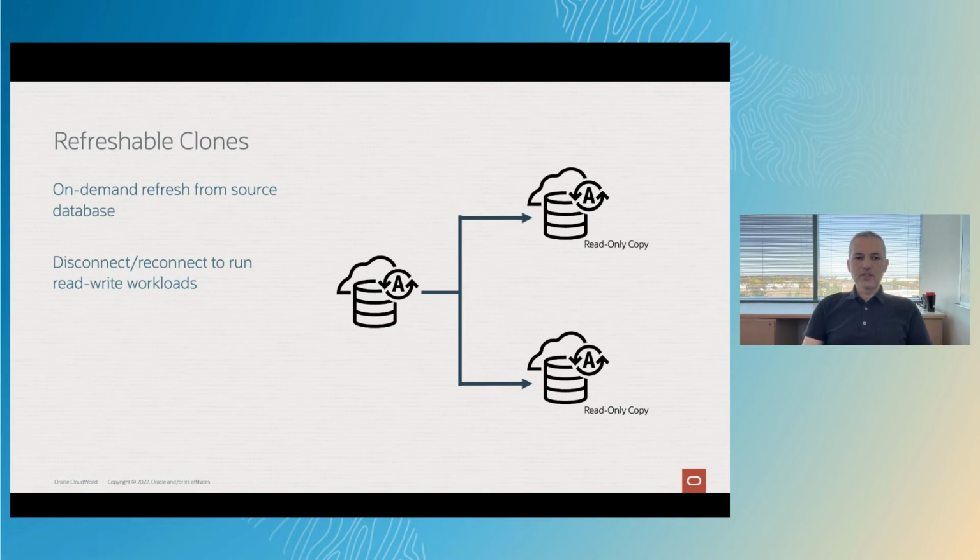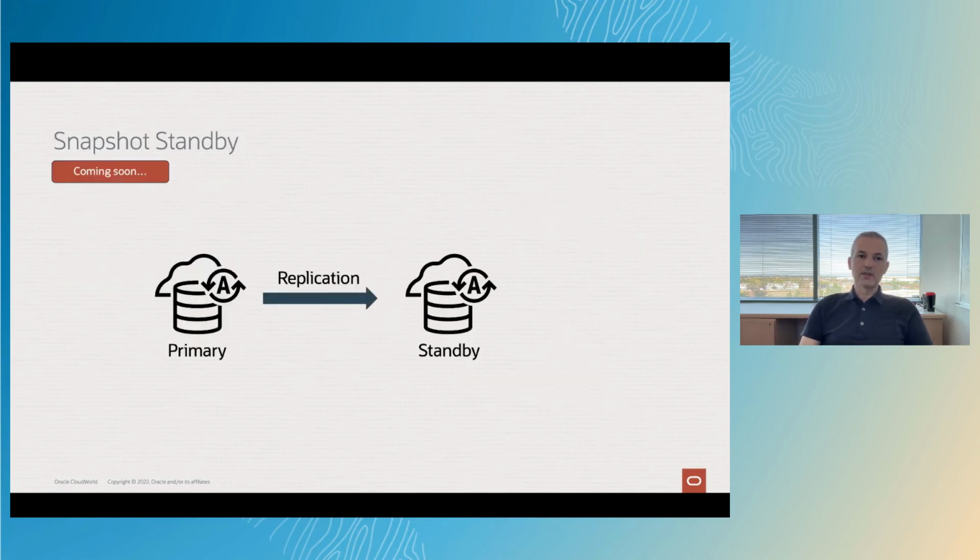So refreshable clones, I mentioned read-only copies of the production database. You can use this to create test and dev copies, or you can use these to create reader farms if you have read-only workloads. Instead of connecting to the production database, these read-only workloads can connect to the clones and not impact the production database. These are read-only copies, but you can also disconnect them from the production database. This makes them a read-write database. You can run some read-write testing on top of them. When the testing is completed, you can reconnect back to the production database, and they'll convert back to a read-only database, and they will refresh with new data from the production database when needed.